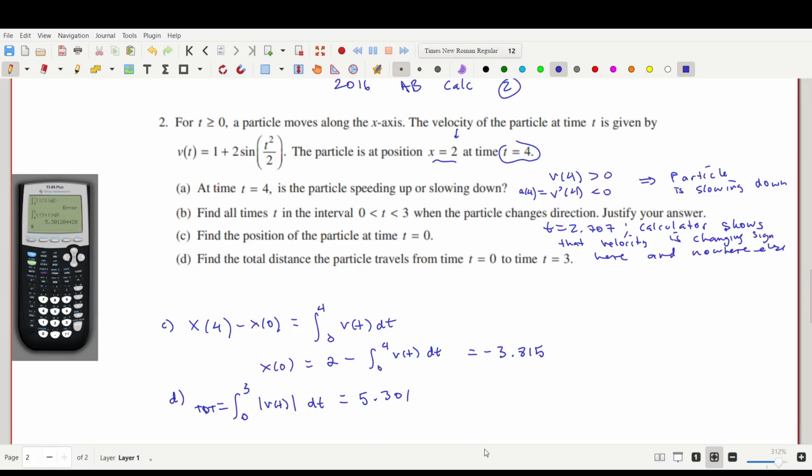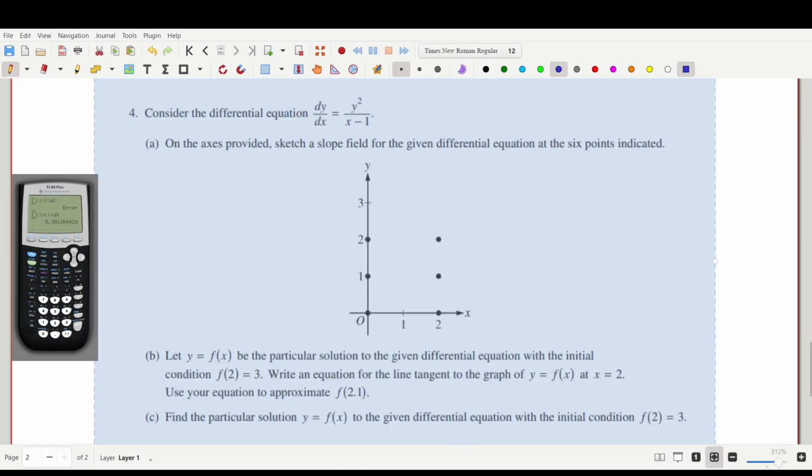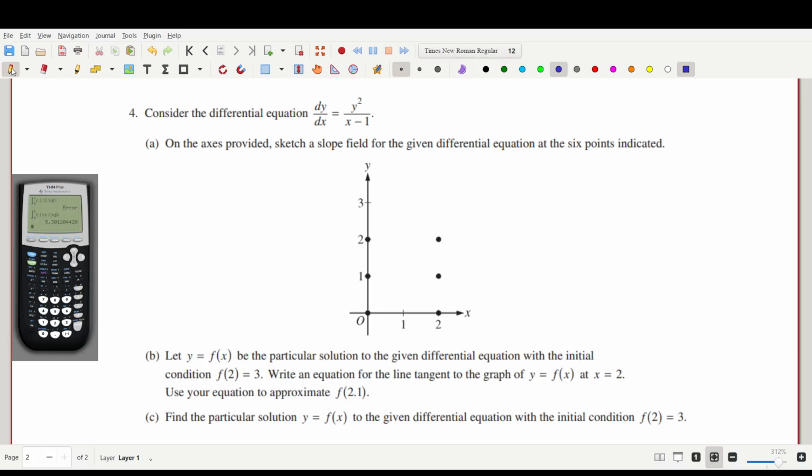All right, let me check those answers. Yep, that's good. All right, and now let's see where else the two versions differ. Question 3 is a bit different. Wait, is it? No, it's not. Question 4, I think, is identical. Oh, maybe it's not. Question 4 is not identical. So I'm skipping 1, 2, and 3 because they're identical for A, B, and C.